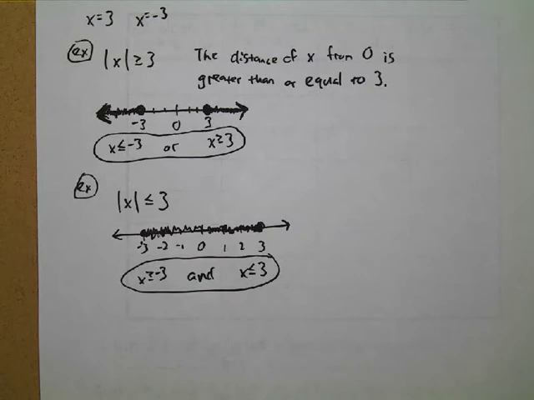When they're going two completely opposite directions like this, two completely opposite and they don't overlap, that's going to be or for sure.